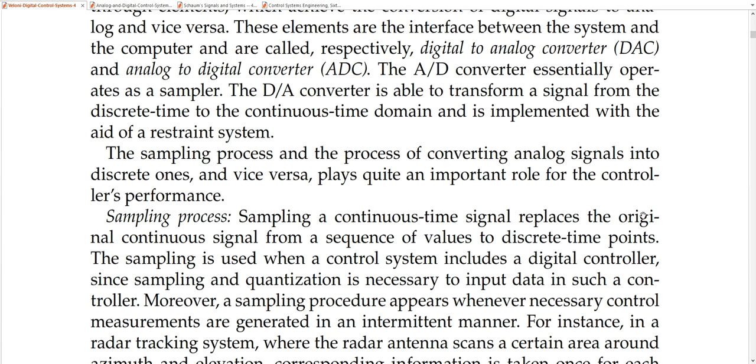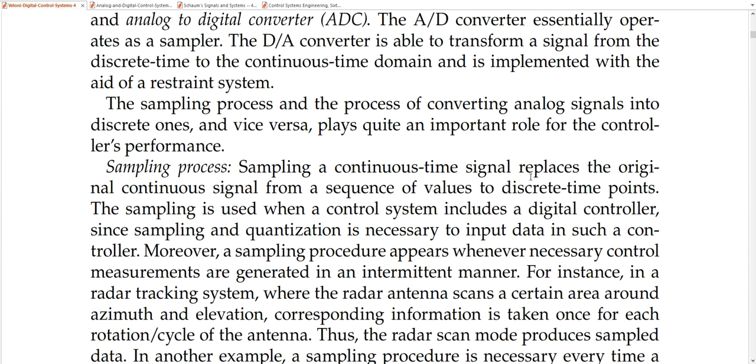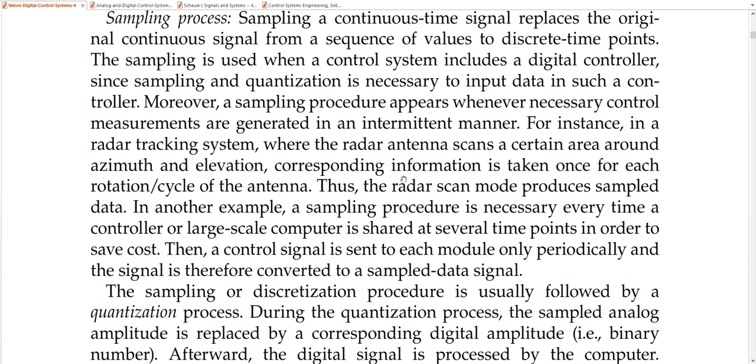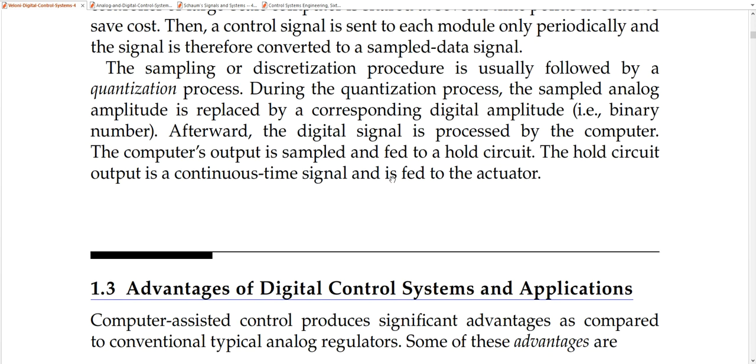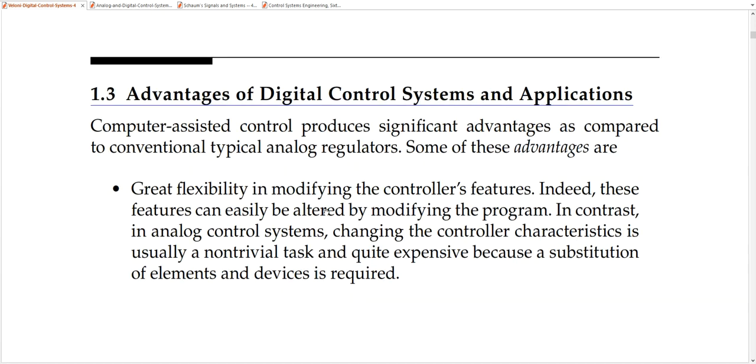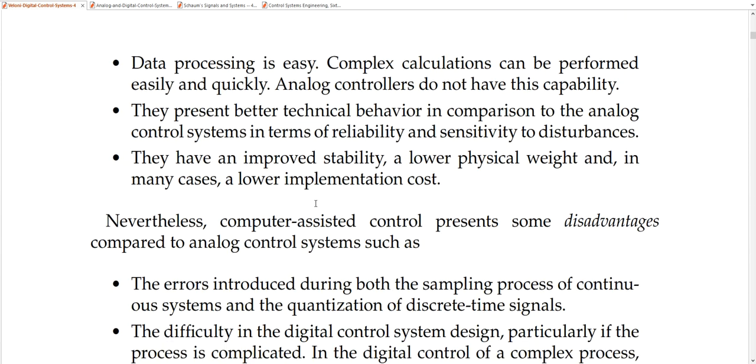So the next part here discusses sampling, or how the digital to analog conversion and analog to digital conversion happen. It starts with the sampling process, then the conversion of analog signals to discrete ones. Then we also have quantization and so on. So please read this one. Then there are terms on the advantages of digital control systems and its applications over the analog systems.